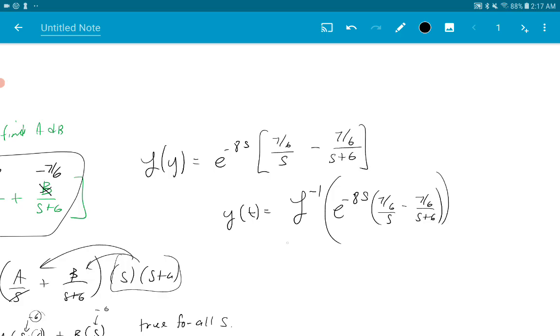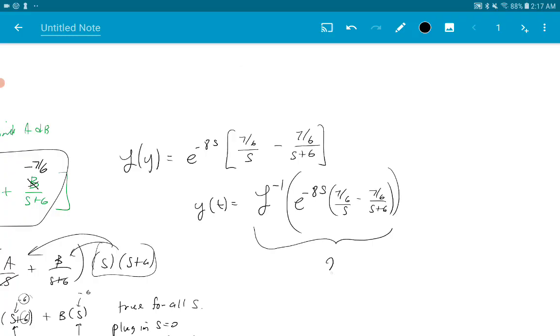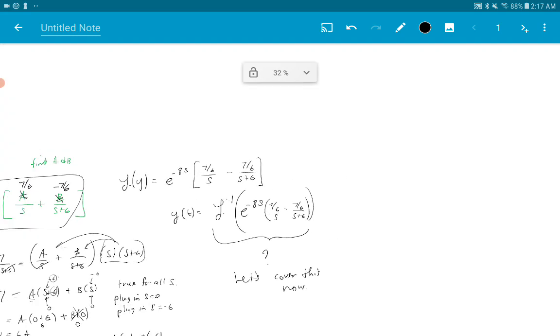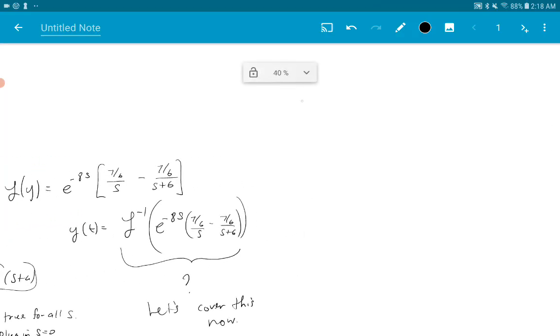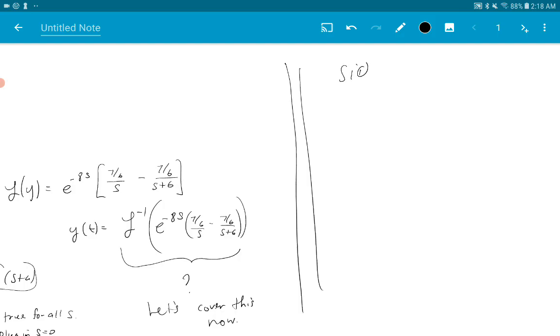So we have to learn how to do this, and then we'll be done. I probably should have done this before we did this example, but we'll come back to this in a second. Let's cover this now, and this is really the last technique that you need. So this is the idea. Again, this is sort of side work or scratch work.